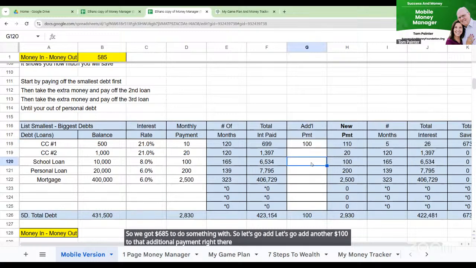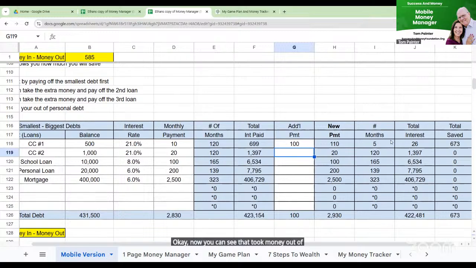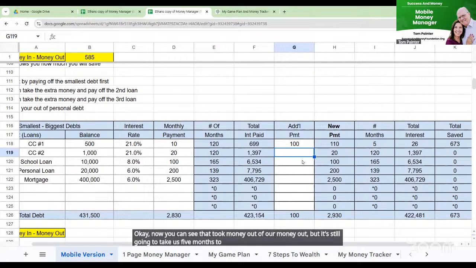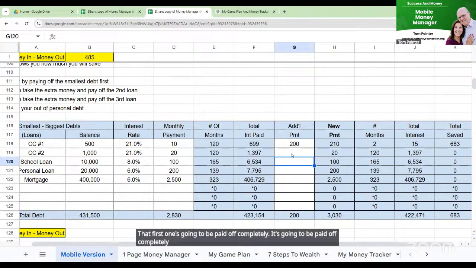Let's see what happens. You can see that took money out of our money out, but it's still going to take us 5 months. Let's go change that to $200. That'll take us 2 months to get out of debt. After 2 months, that first one's going to be paid off completely, and then we're going to attack the second one.